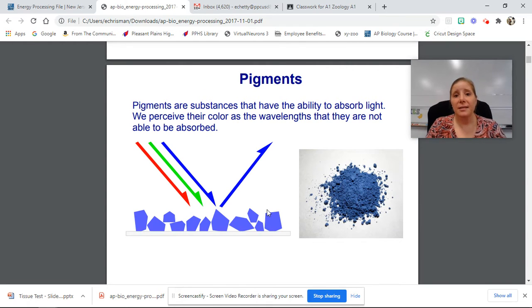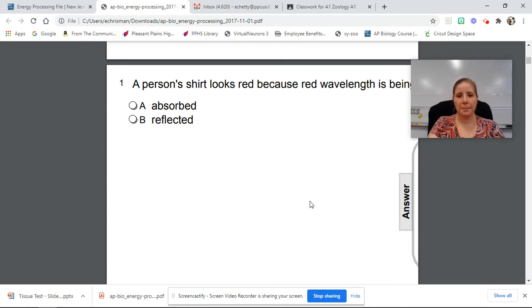So pigments are the things that absorb that light. These are how we get our colors. Pigments are the thing that actually does the absorbing or reflecting of the electromagnetic radiation. So in the case of this blue pigment here, you can see that it is going to absorb the green and the red, but it is going to reflect the blue. So that helps us perceive our colors.